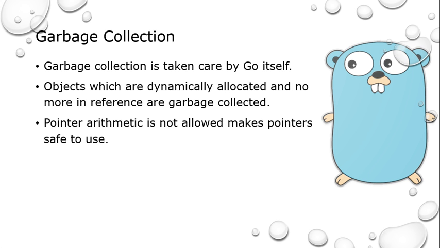Garbage collection. Memory management in Go is easier than in C and C++. Dynamically allocated objects are garbage collected. In Go, using pointers is much easier and safer because it doesn't allow you to have pointer arithmetic in your programs. It also gives you the option of using value types and reference objects. Once they are non-referenceable, they are just garbage collected.